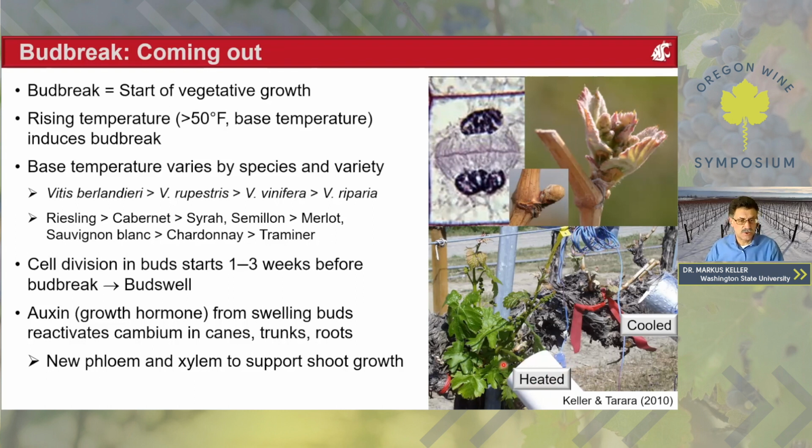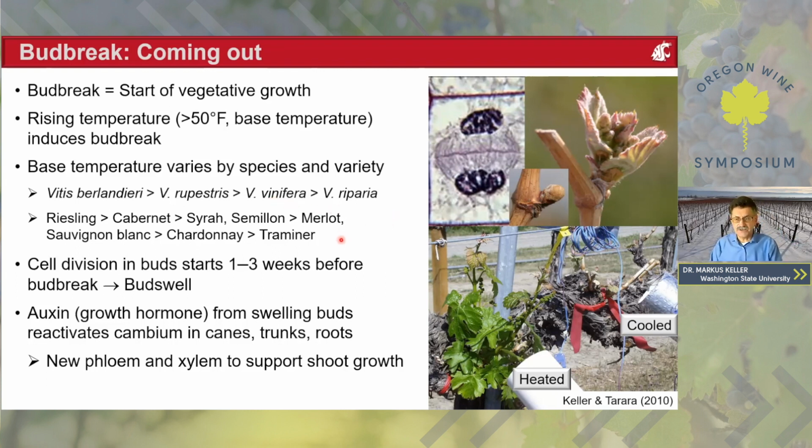And we can show that if we keep the bud over here below 50 degrees Fahrenheit, it does not break. If we heat the bud up, it breaks much faster. Shoot growth is much more rapid. Again, bud break and shoot growth are a temperature response. That base temperature varies. Vitis berlandieri has a high base temperature, so late bud break. Vitis riparia, the northern grape, has a low base temperature, breaks very quickly when it gets warm in the spring. And vinifera is somewhere in between.